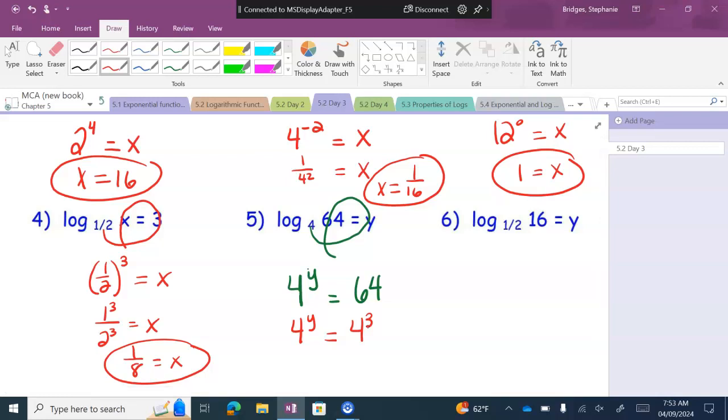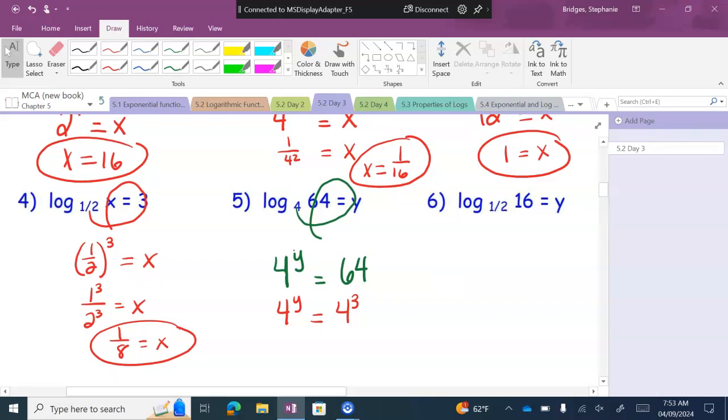Once you have both sides written with the same base, then you drop the bases, set the exponents equal, and then solve. Sometimes you have to solve, sometimes you don't have to solve, sometimes it's already solved for you. So I now have the same bases, so I can drop the bases and set my exponents equal. And what is this y going to equal? 3.